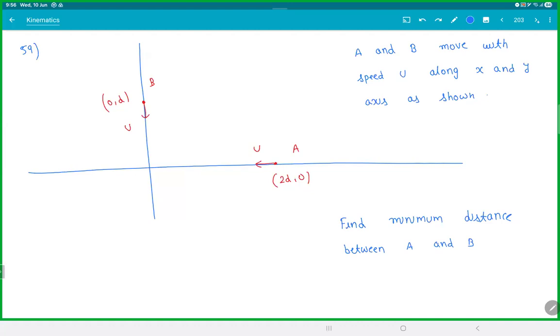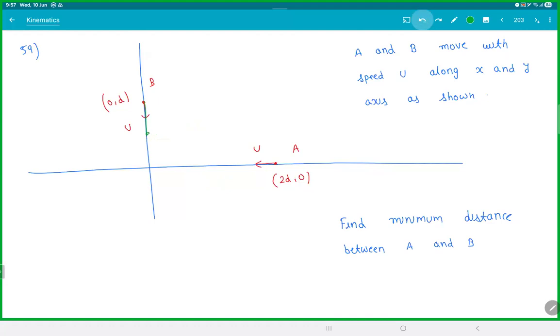One thing we can do is use maxima and minima. After time t, this will travel distance ut. Its coordinate will be 0, d minus ut. After time t, this one's coordinate will be 2d minus ut, 0. Then get that distance. Then do maxima and minima. Differentiate and equate to 0. Quite lengthy, but there is a way to do that.